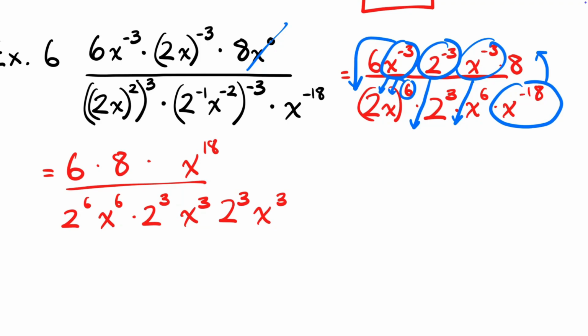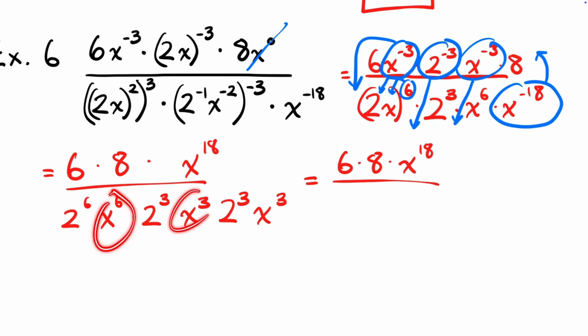Okay, so here's the trick: when we have numbers on the bottom and the top, you don't have to multiply these yet unless you want to. Can we just leave this as 6 times 8 for now? 6 times 8 times x to the power of 18. That bottom though, we have a lot of x's. We have x, x, and x. Can we make those all into 1 x?